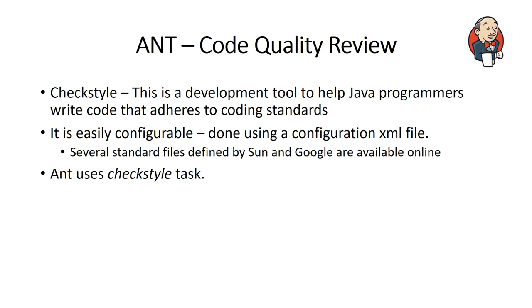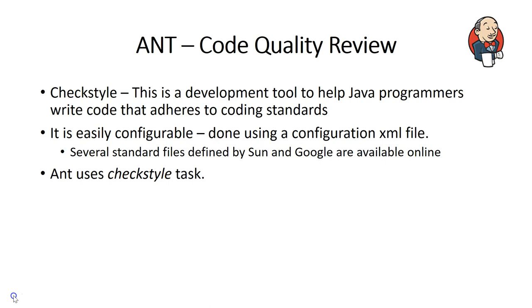Checkstyle is a tool that is used by Java programmers to check their code against coding standards. These standards are set up in a configuration file. There are several industry standard coding styles that are freely available for download. There are some that are available from Google, some from Sun, and so on. Ant uses a task called Checkstyle to run Checkstyle code quality checks.